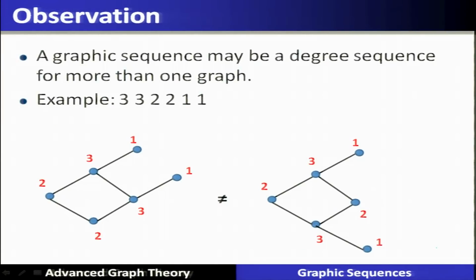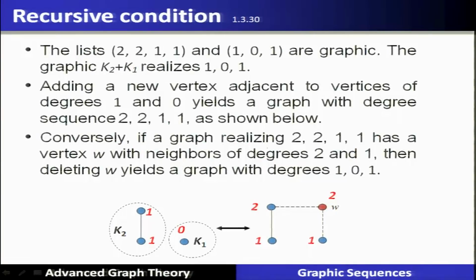Another observation is that a graphic sequence, for example, this particular sequence, can represent more than one graph. So it does not matter; at least one graph should be represented to satisfy that it is a graphic sequence. Now, for this particular graphic sequence, both the necessary and sufficient conditions are required to be satisfied.